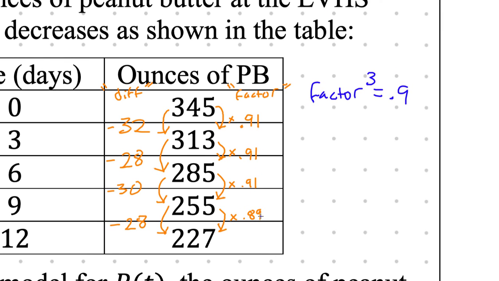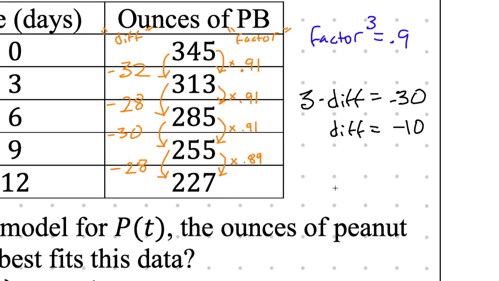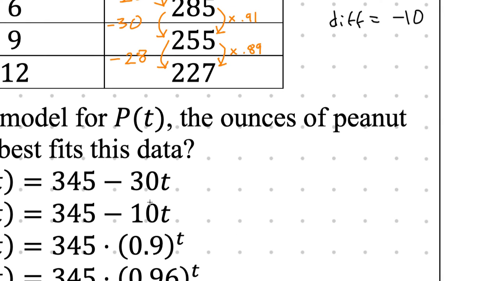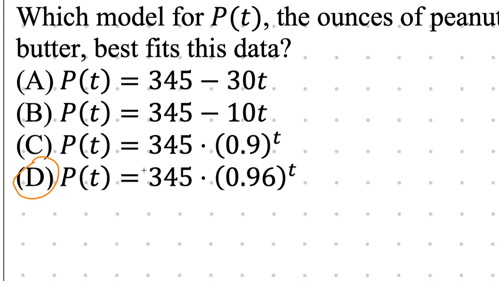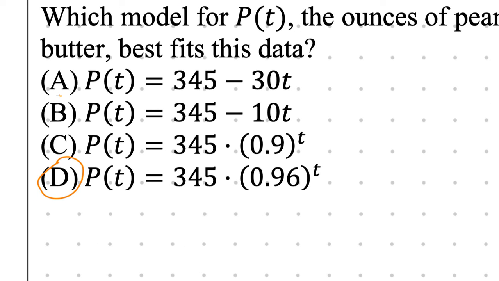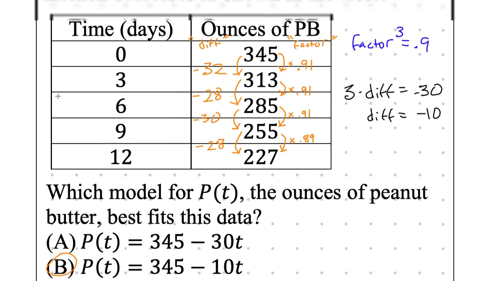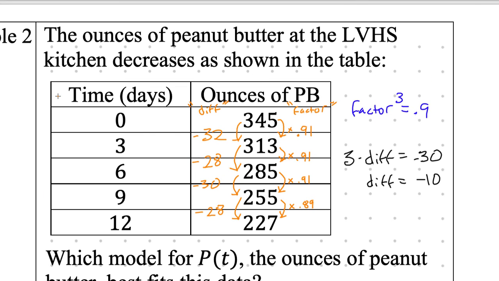Just to have very complete notes, I'm being very thorough. What if I assume that it was linear? How would I find the difference? I do 3 times the difference is equal to negative 30 here. Then I divide both sides by 3 and I get difference is equal to negative 10. And that's where the negative 10 came from. So B or D. I'll circle both of them. Both of them should be technically correct. Khan Academy will never have them that close to each other. I will fix that for next year. Sorry about that. All right, that concludes the notes.